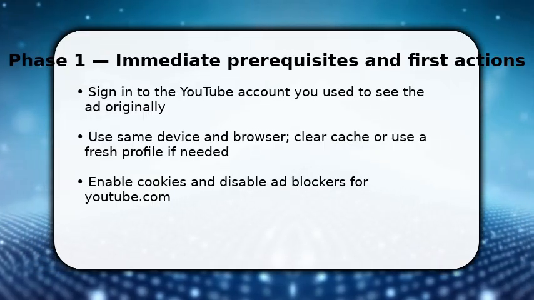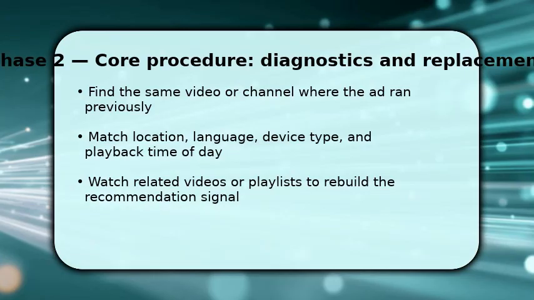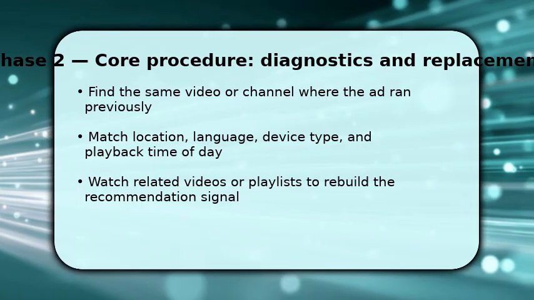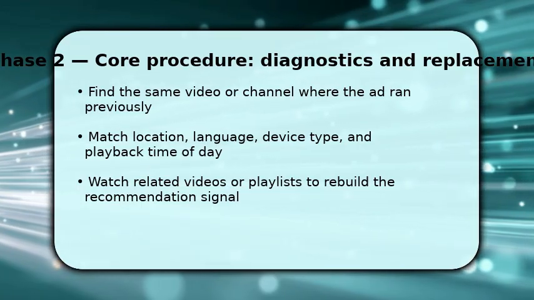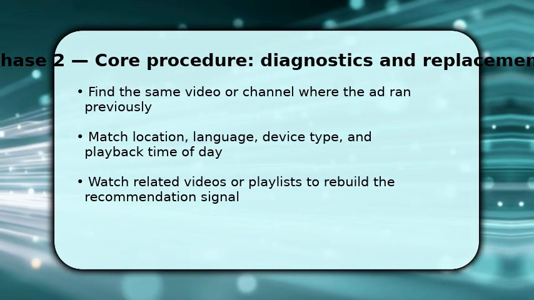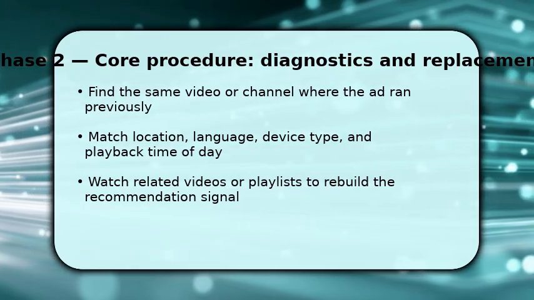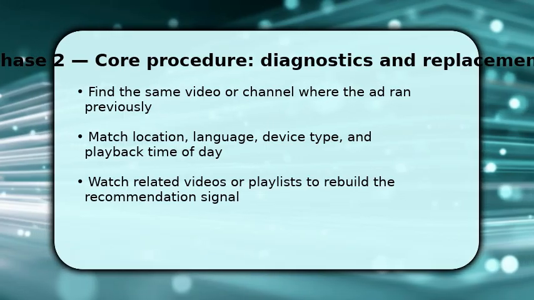Now proceed to recreate the viewing context. Next, replicate the exact context that triggered the ad. Search the same video, channel, or keyword and play related content in the same sequence. Make sure your account language, location, and device type match previous conditions. Ad auctions use those signals.